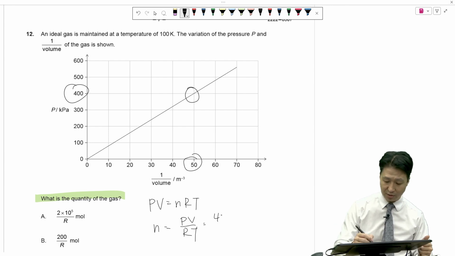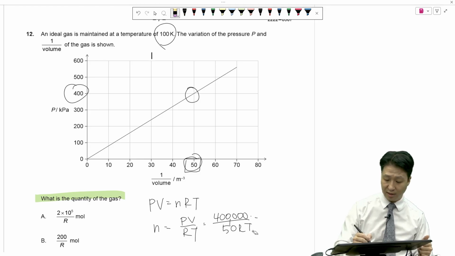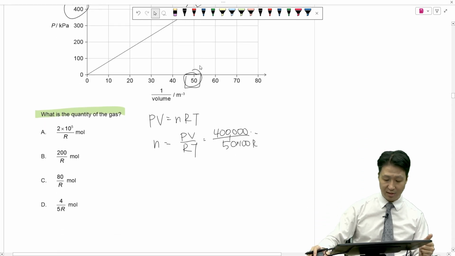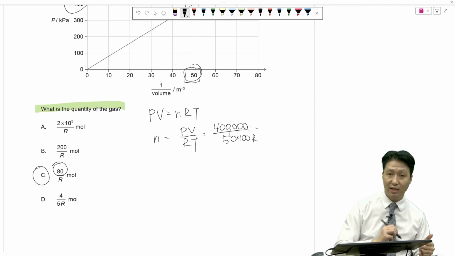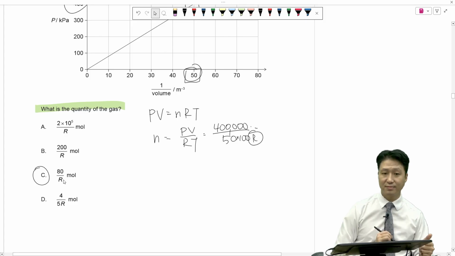So that would be pressure 400,000. Remember, it's kilo, times 1/4 the volume. So that would be divided by 50. And divided by R, divided by T. And the question says temperature would be 100, so let's put 50 times 100 times R. Now, 400,000 divided by 5,000 gives us 80, and divided by R, the R is still there.